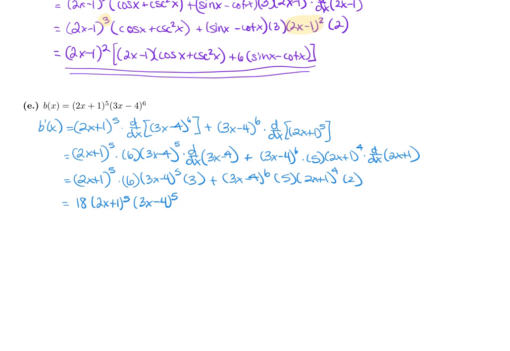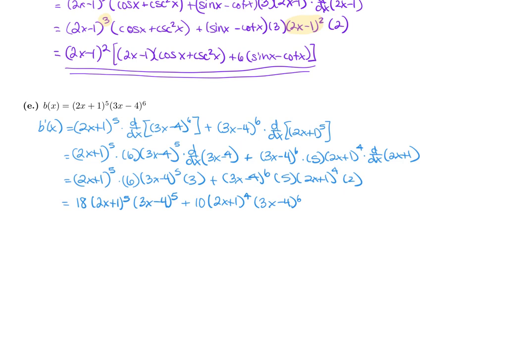And then we've got, from there, let's see here, 5 times 2 is 10. And let's put them in the same order to make it easier to see what we can factor out. 2x plus 1 to the 4th times 3x minus 4 to the 6th. So now we have to figure out what we can factor out.